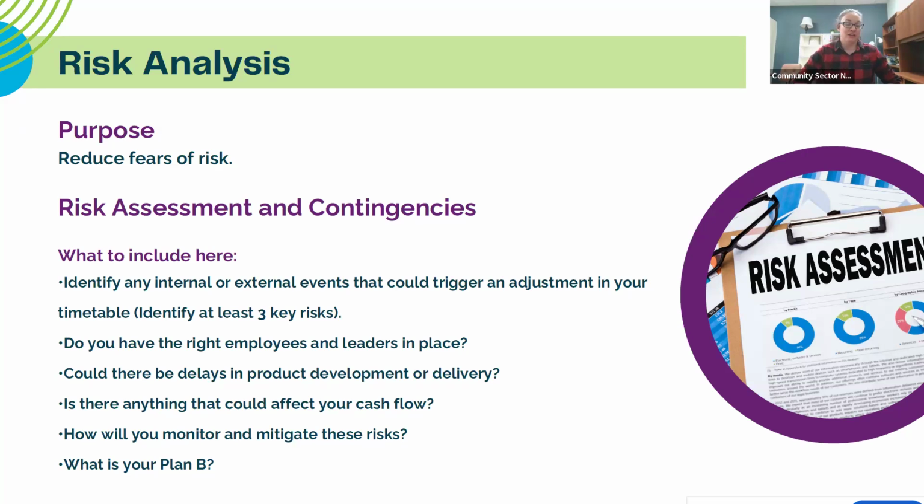Ideally, at the beginning, you can identify 3 key risks, and then from these 3 key risks, how you would handle them if they were to come into place. Do you have the right people in place? If there were delays, how would you handle that? If your cash flow was affected, how would you handle that? And then always looking at your plan B.